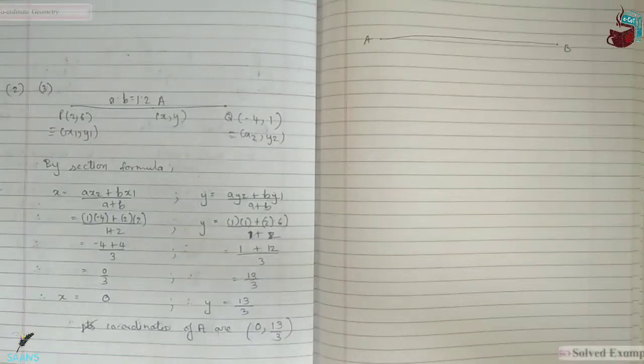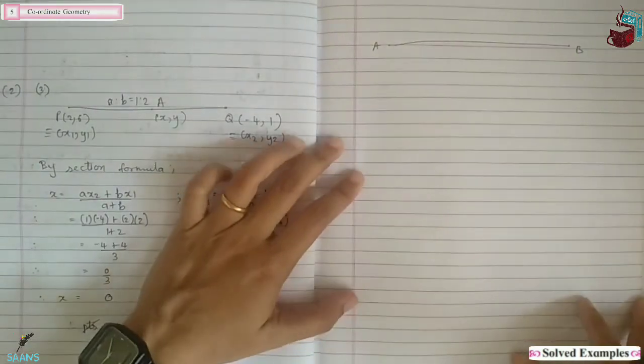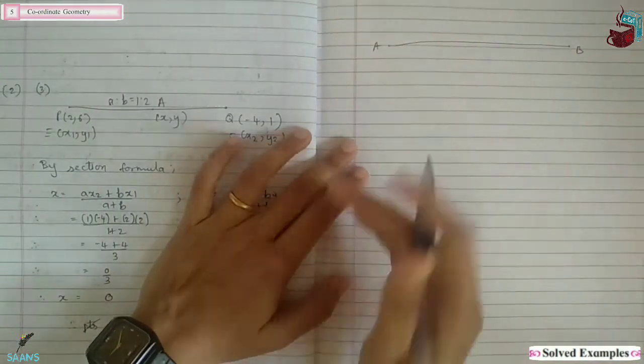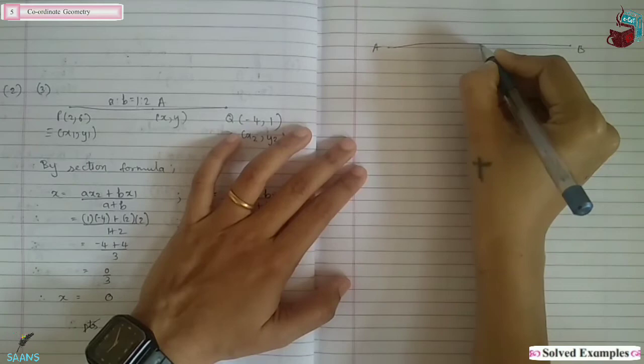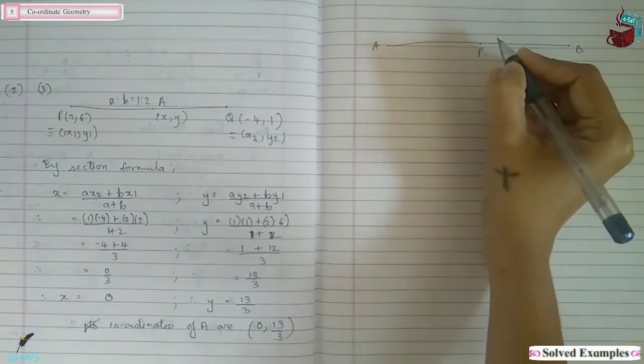Suppose this is line segment AB. If P(-4, 6) divides the line segment AB, A(-6, 10) and B(r, s), in the ratio 2:1, find the coordinates of B. So now we do not know the coordinates of B. In this type of sum, first write whatever is given to us.